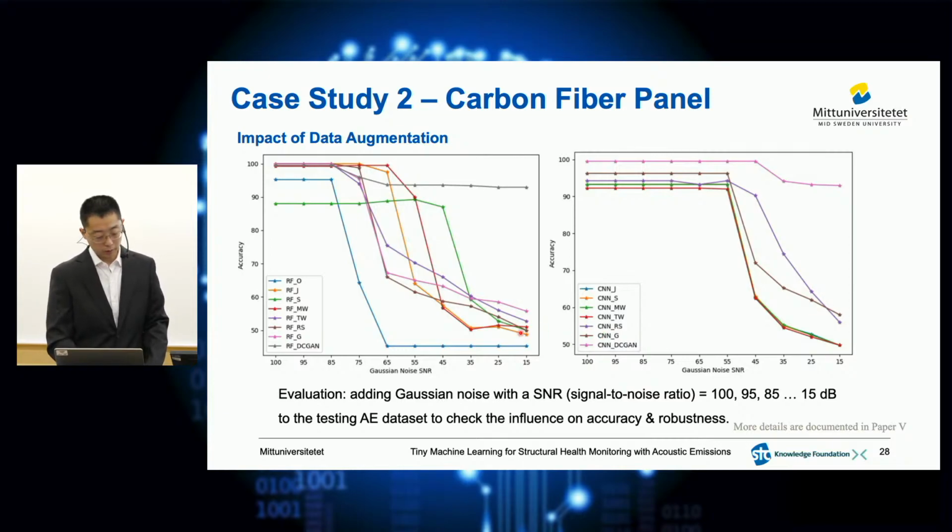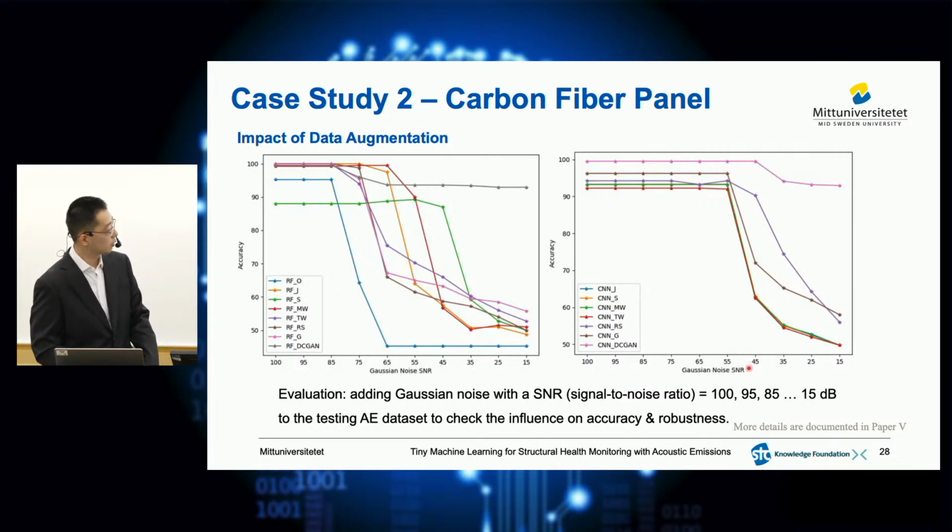We could say for both of the models, when you use the DCGAN, the deep learning data augmentation method, you will have very good robustness for the performance. But when it comes to the difference between the two models, for random forest, when the noise starts to increase, the accuracy decreases very fast. But for CNN models, it performs quite well until the signal to noise ratio equals 55 or 45 dB.